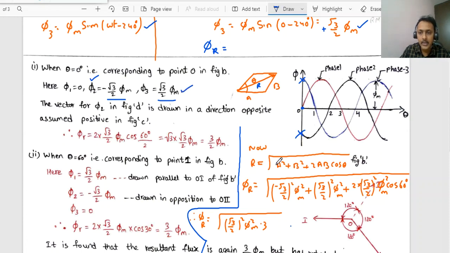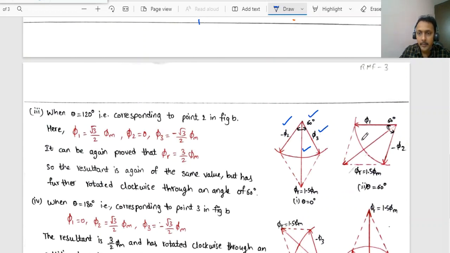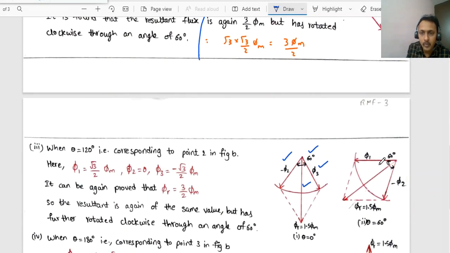Now the resultant value will be how much? For example, here you can observe we have phi 2 with a negative value, and flux 3 has a positive value, and this is our resultant flux. Now the angle between phi 2 and phi 3 is how much? 60 degrees, right? So here, for example, I will make one point clear.